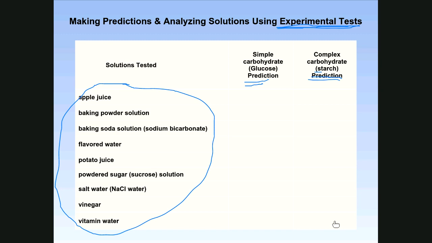And the way it works is whatever procedure you followed when you were testing your positive and negative controls for Benedict's and when you were testing your positive and negative controls for starch, you follow the same steps as far as how many drops of each of these solutions will I use, how many drops of Benedict's will I use, how many drops of Lugol's will I add to the sample that I transfer. It's the same procedure. You're just replacing the positive and negative control solutions for your experimental solutions. And then you record your results.